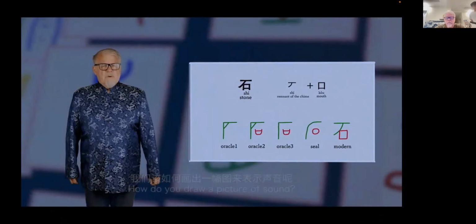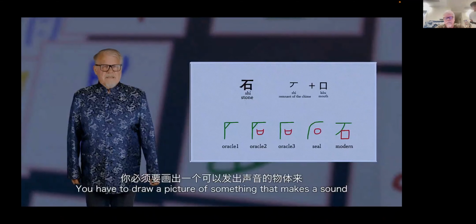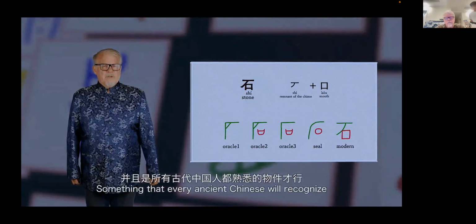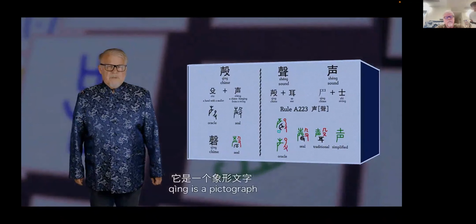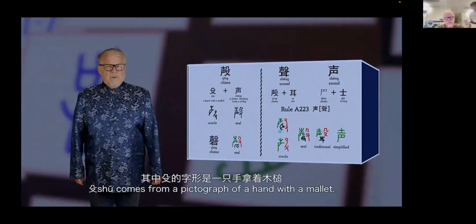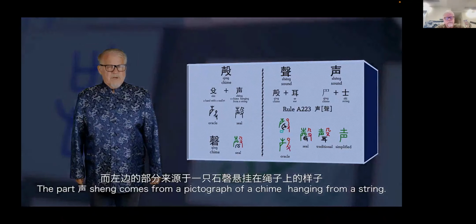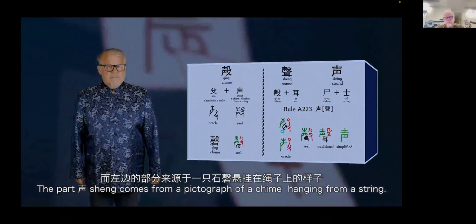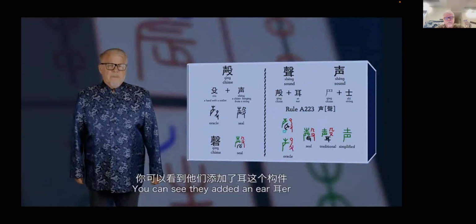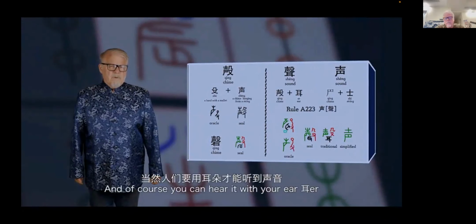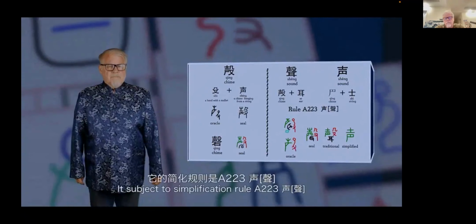How do you draw a picture of sound? Think about it. You have to draw a picture of something that represents sound, something that every ancient Chinese would recognize. Qing means chime. Qing is a pictograph. Shu comes from a pictograph of a hand with a mallet. The part sheng comes from a pictograph of a chime hanging from a string. Sheng means sound. You can see they added an ear, and of course, you can hear it with your ear, Later, the Chinese simplified it to just sheng.